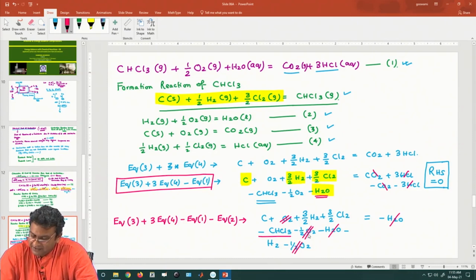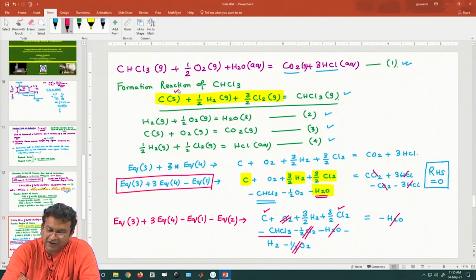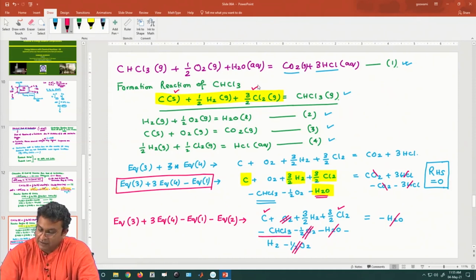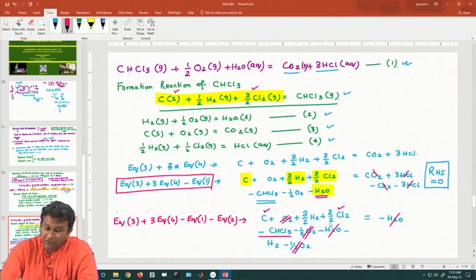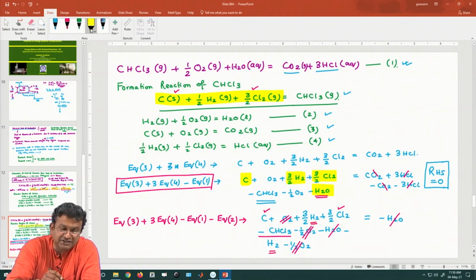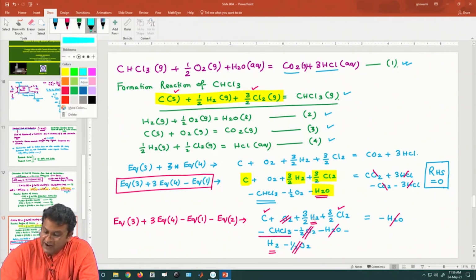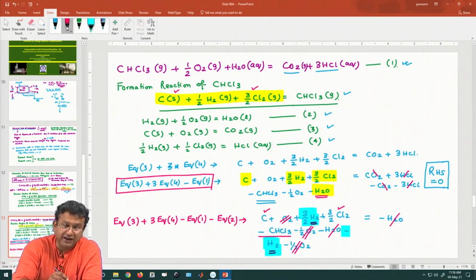So, this you are done with, and now you see, you have a carbon, you have 3/2 chlorine, you see you have carbon over here, you have 3/2 chlorine over here, but you also have plus 3/2 hydrogen, which you actually need half hydrogen, but you see over here plus 3/2 hydrogen minus hydrogen. So, these two combine essentially, and what you eventually have is half hydrogen only, right.